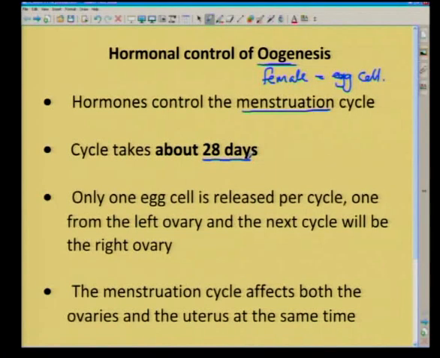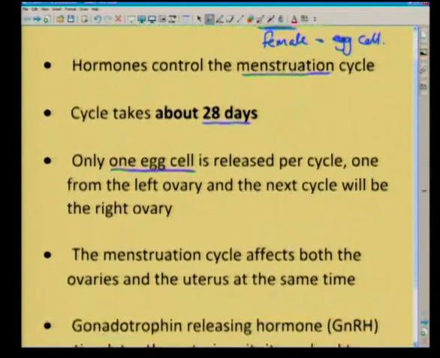All right, so when you are stressed, or when you are training very, very hard. So if you're a middle distance or a long distance athlete and you are doing really intensive training, you'll find that in a female you will lose your period. In other words, we lose the menstruation cycle. All right, now, only one egg. Now people, this is very important. Only one egg cell is released per cycle, one from the left ovary, and the next month it will be from the right ovary. So the ovaries take turns.